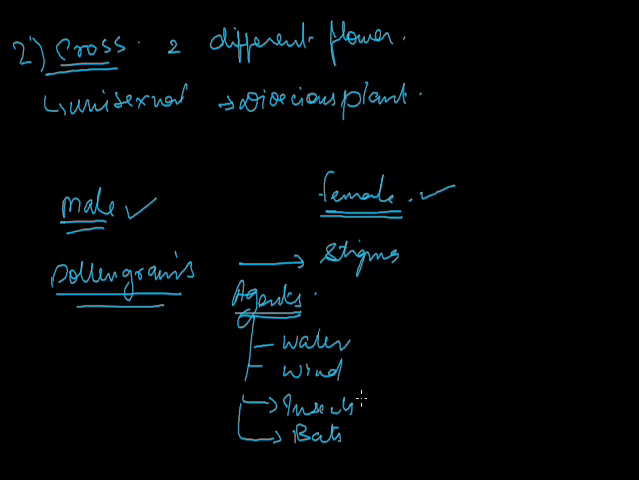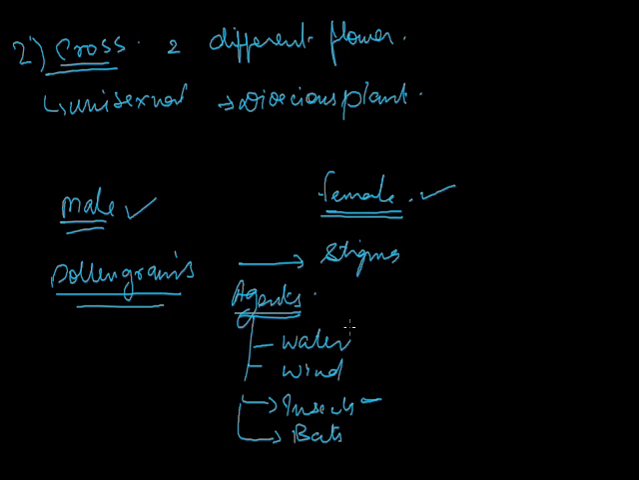If we see an insect in search of nectar, it will sit on this flower, and at that time the pollen grains will stick to its body. When it goes and sits on this flower, the pollen grains will be left on the stigma of this flower, and this is how pollination takes place.